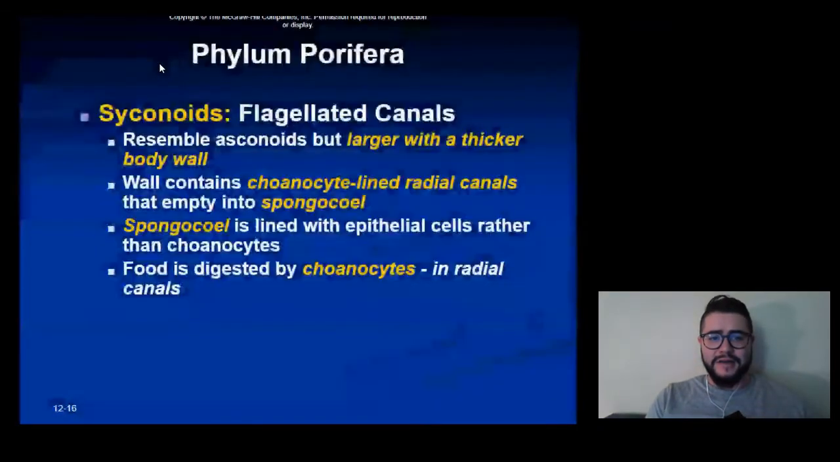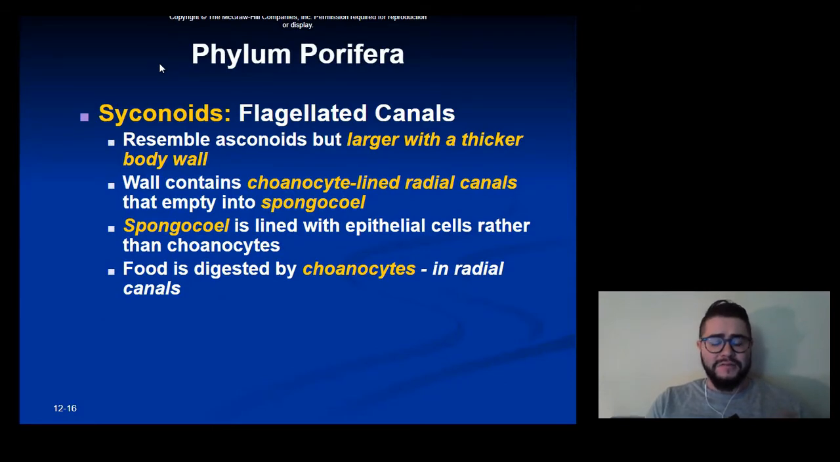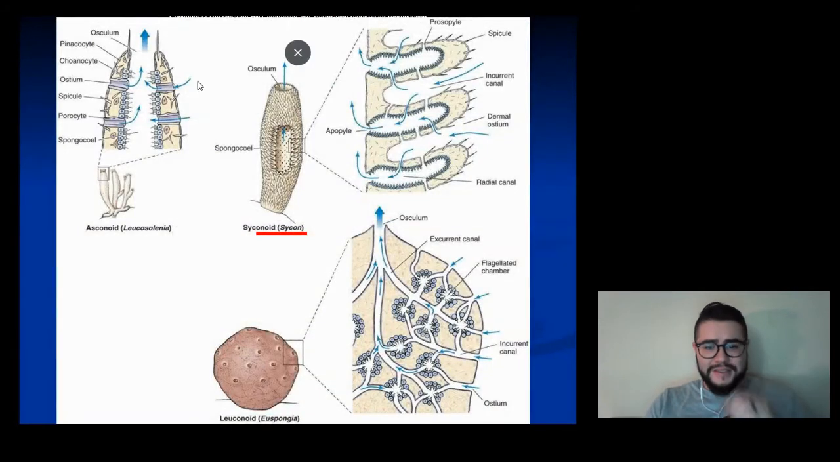That's different than a synconoid sponge. Synconoid sponges are a little bit more complex. They're kind of like the medium level of complexity, where instead of water just going into the simple spongiocele, there are these tiny little canals inside of the sponge to increase the surface area. And that's what we see in this example here and the picture off to the right, where you still have all the same ostia and osculum.